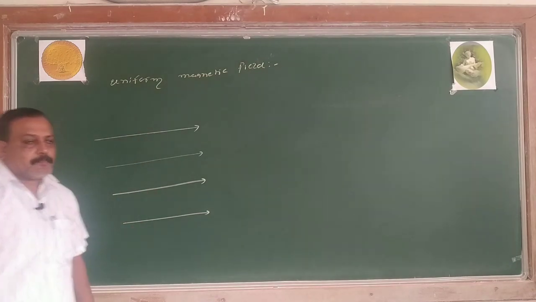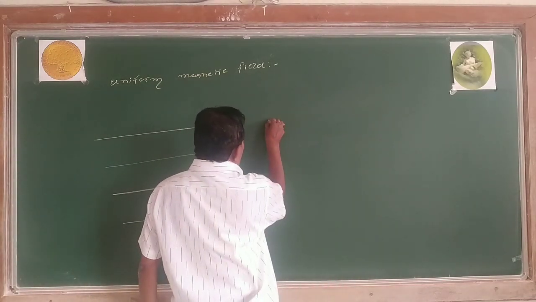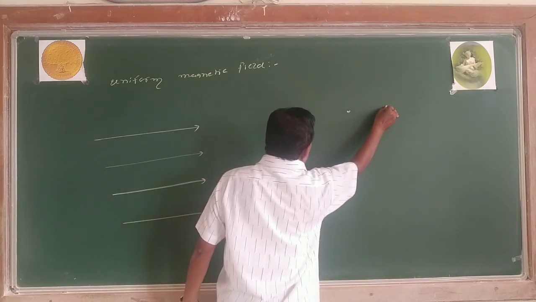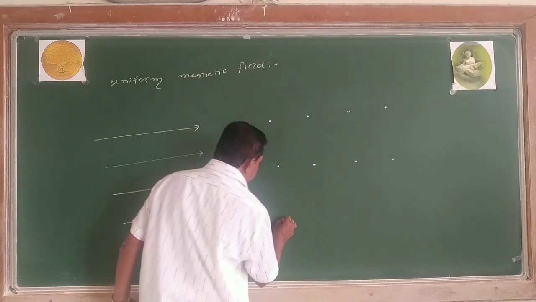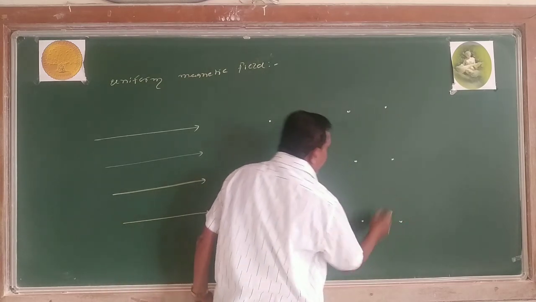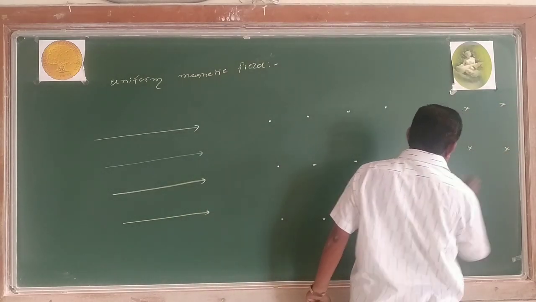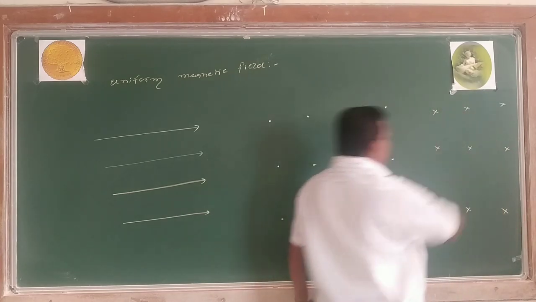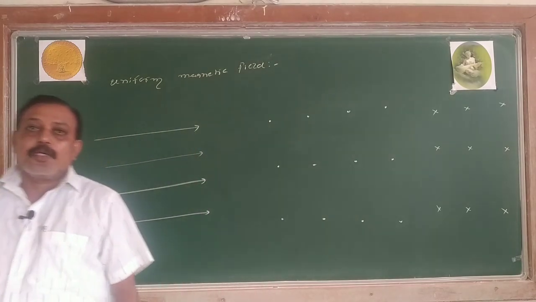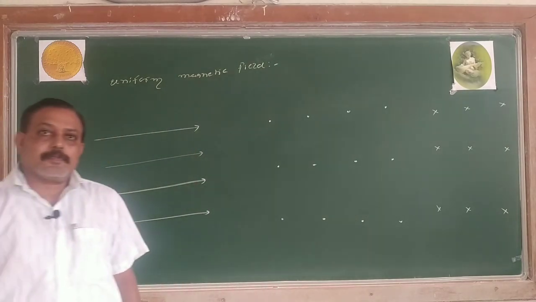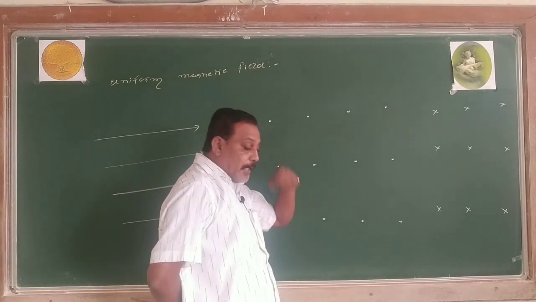If I go for the dot, this is also a uniform magnetic field, but perpendicular to the plane of the paper. Both are perpendicular to the plane of the paper. Then what is the differentiation? They are directed either into the plane of the paper or out of the plane of the paper, outwards or inwards.